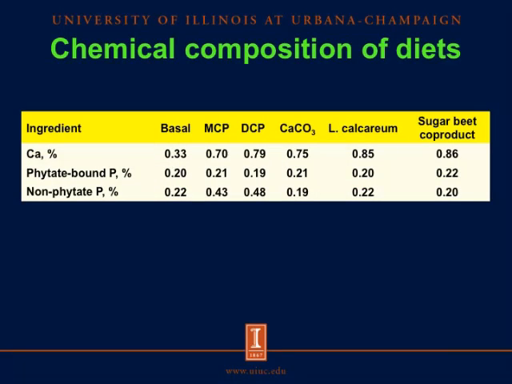This is the chemical composition of the diets, and as you can see, the basal diets contain 0.33% calcium, and the other diets contain from 0.7 to 0.86% calcium. The phytate-bound phosphorus was similar among diets because all of them contain the same amount of corn and potato protein isolate. However, the non-phytate phosphorus was greater in the MCP and DCP diets because these diets contain MCP and DCP that not only add calcium in the diets but also phosphorus.